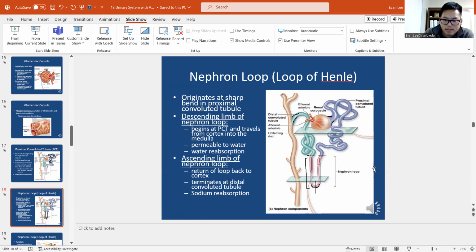Now, look closely at this loop. Look at this big U shape or this hairpin loop. This does not give you a lot to go off of. You don't know which side is which very clearly.